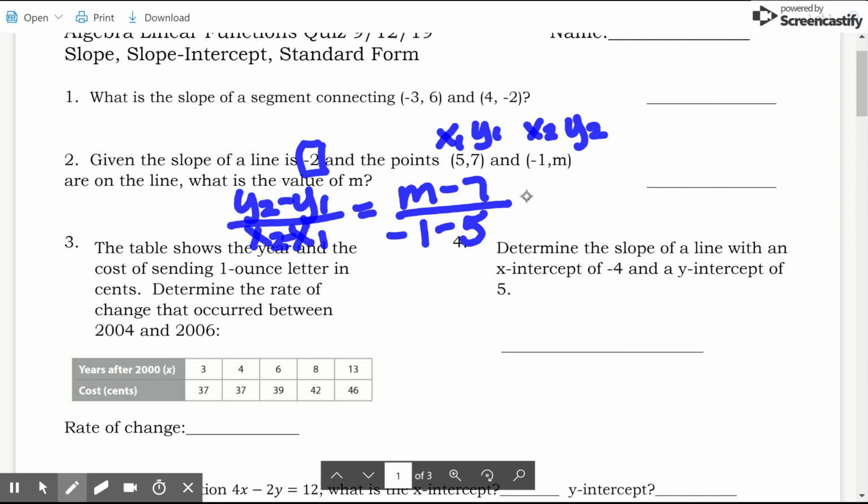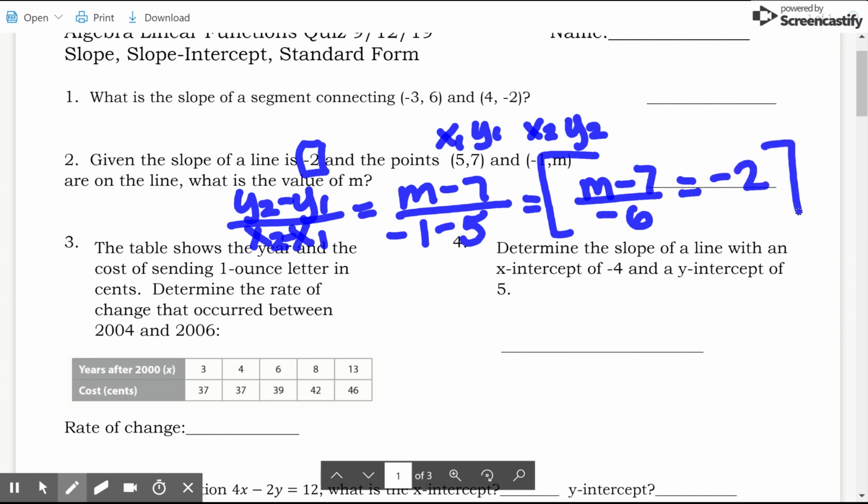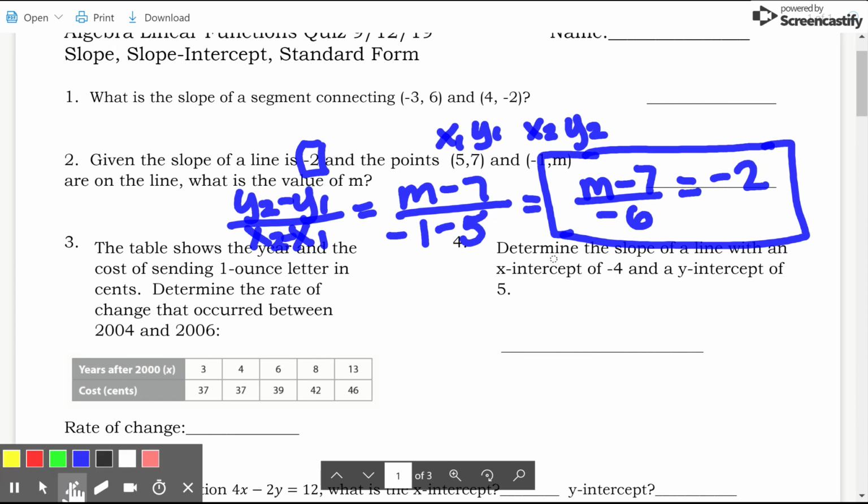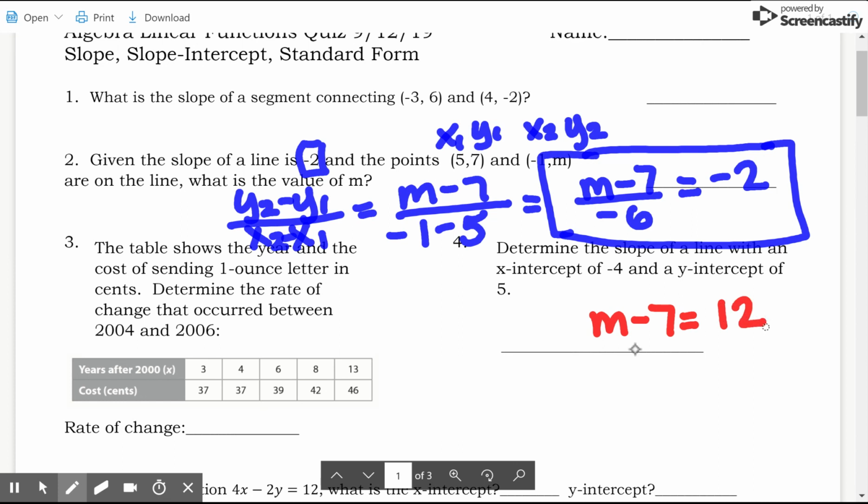So in the numerator, I can't do anything. I'm just going to have to leave it m minus 7. In the denominator, I get -6. And this fraction is equal to the slope of -2. So now I have this equation that needs to be solved. I would multiply both sides by a -6 to get rid of the denominator. That gives me m minus 7 equals -2 times -6, which is a positive 12. And then when I add 7 to both sides, I get m is equal to 19.